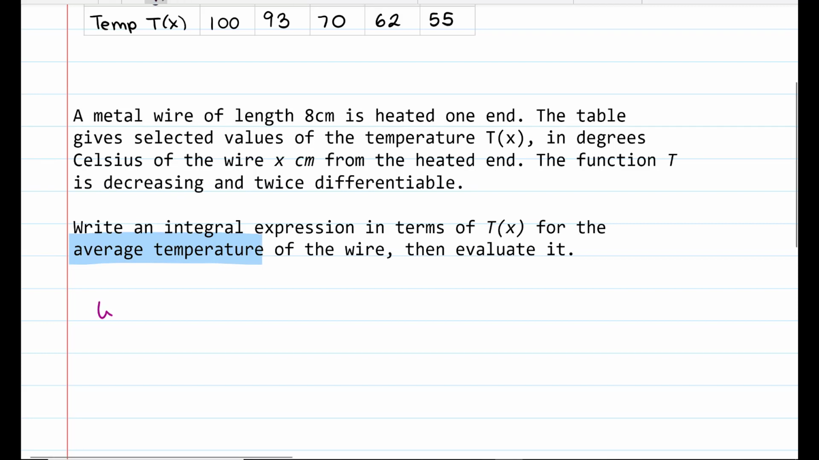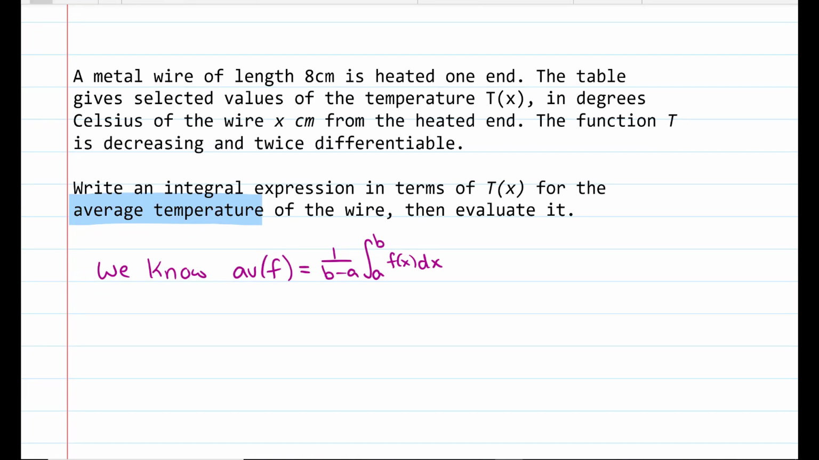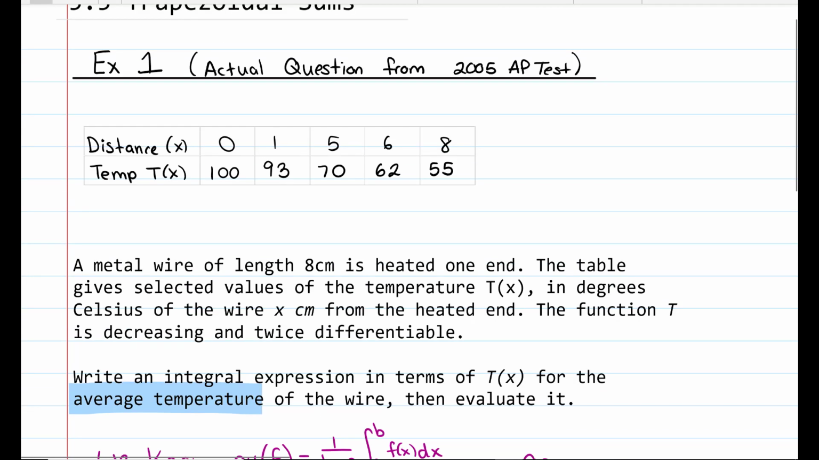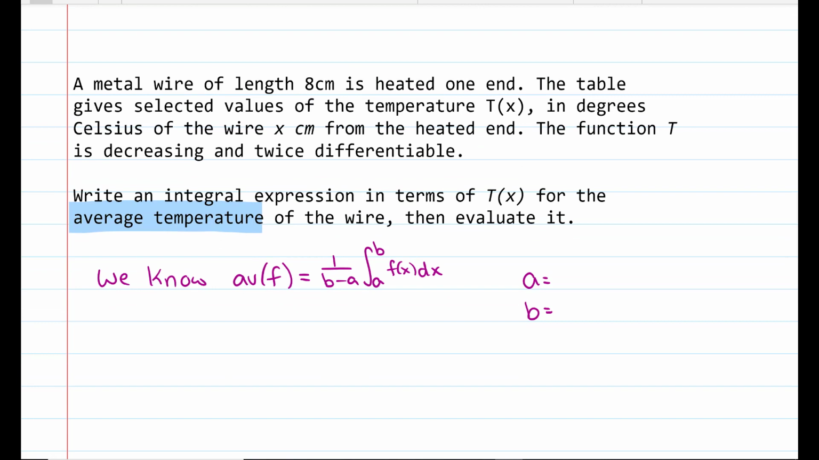First thing I want to point out, we're looking for average temperature. So we know that the average of a function is equal to 1 over b minus a times the integral from a to b of f of x dx. So the first thing we need to do is identify a and identify b. Looking back at the chart, my first value is going to be a, and my second value is going to be b. So a is 0, and b is 8.